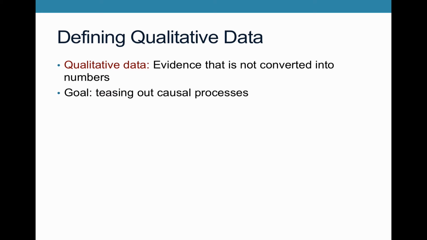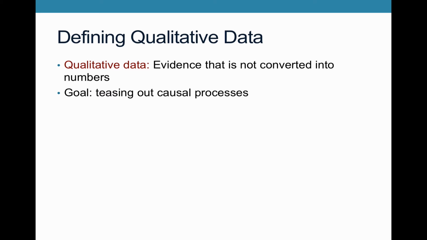What is qualitative data? Qualitative data would be evidence that's not converted into numbers, and this is in contrast to quantitative data, where you're trying to really sum up and capture the information and the evidence that you have and put it into a data sheet. Here with qualitative data, you're not necessarily trying to put it into this data set observation format.